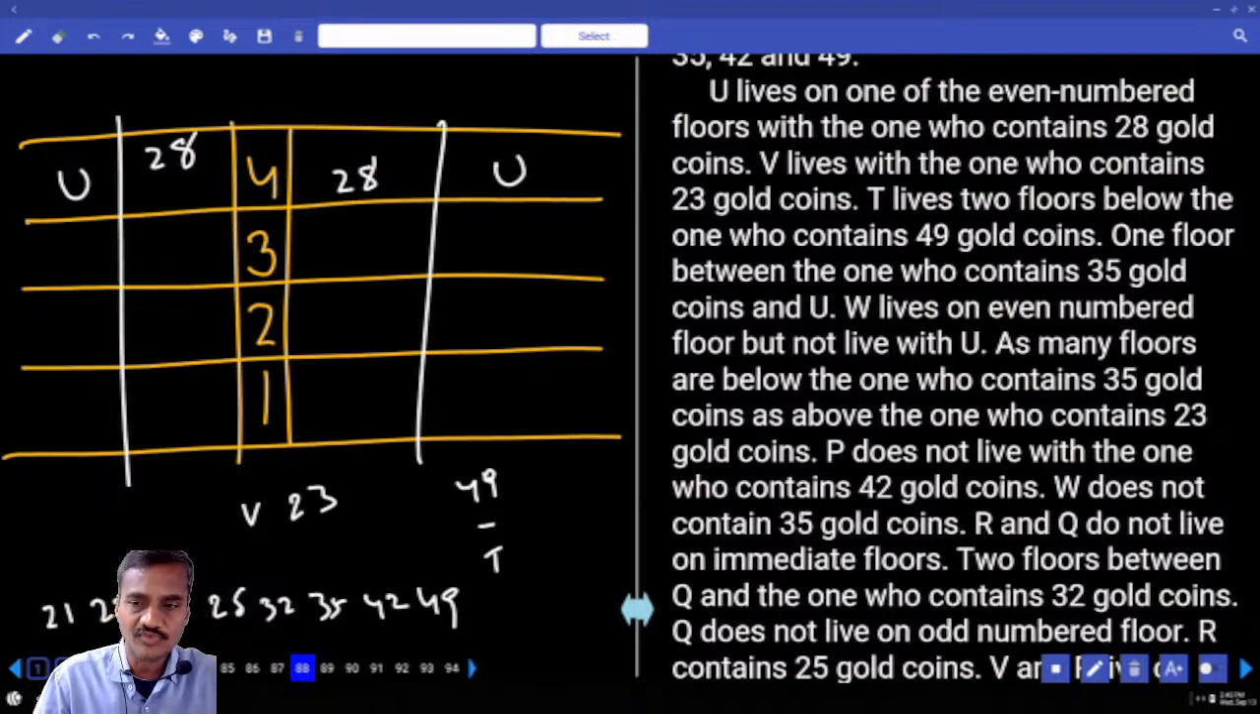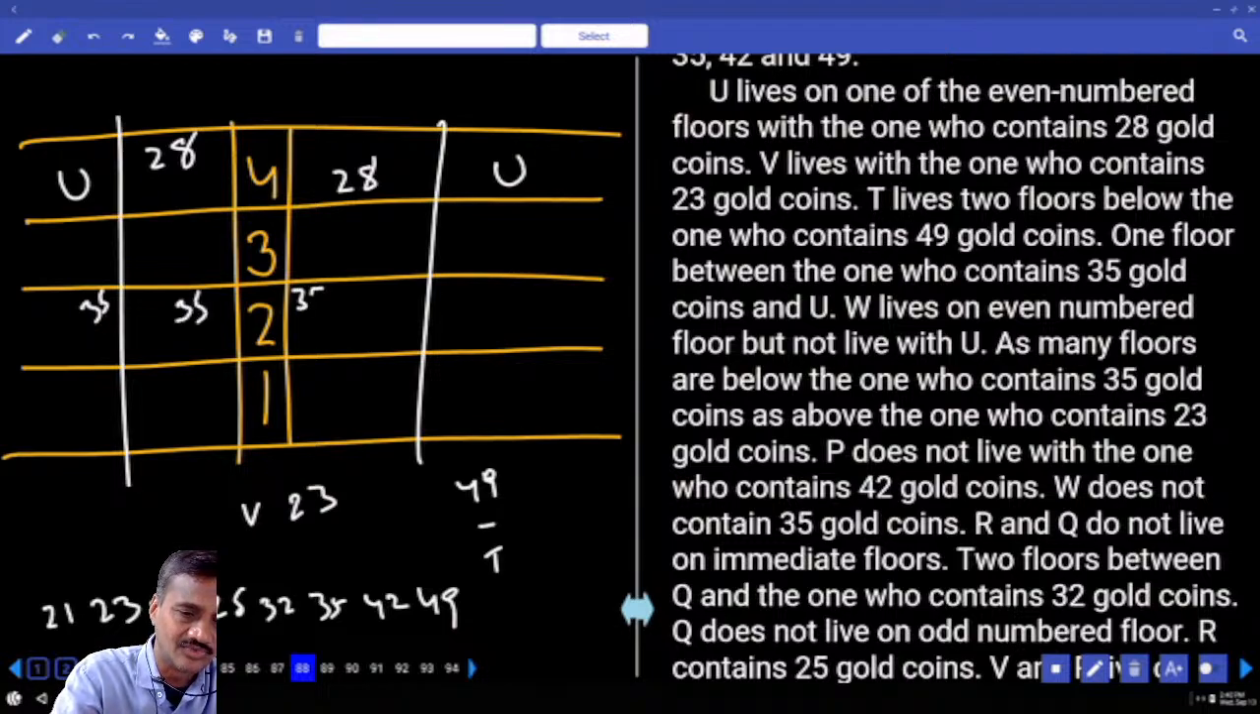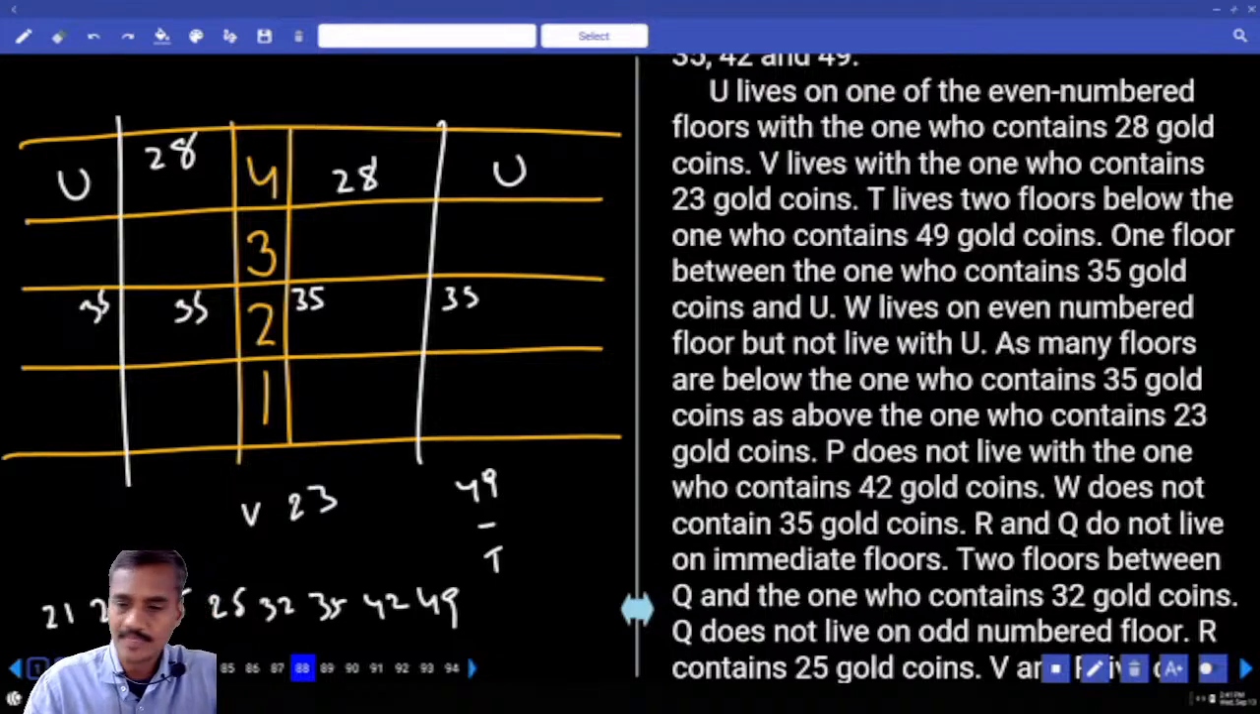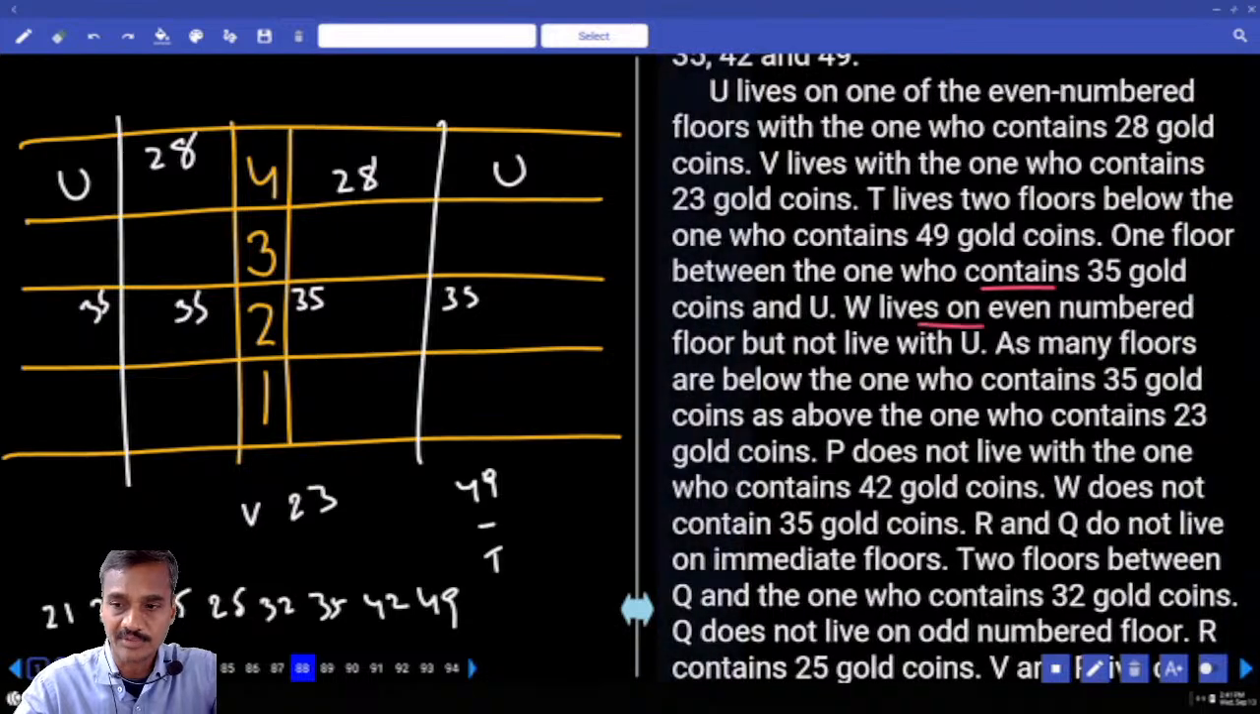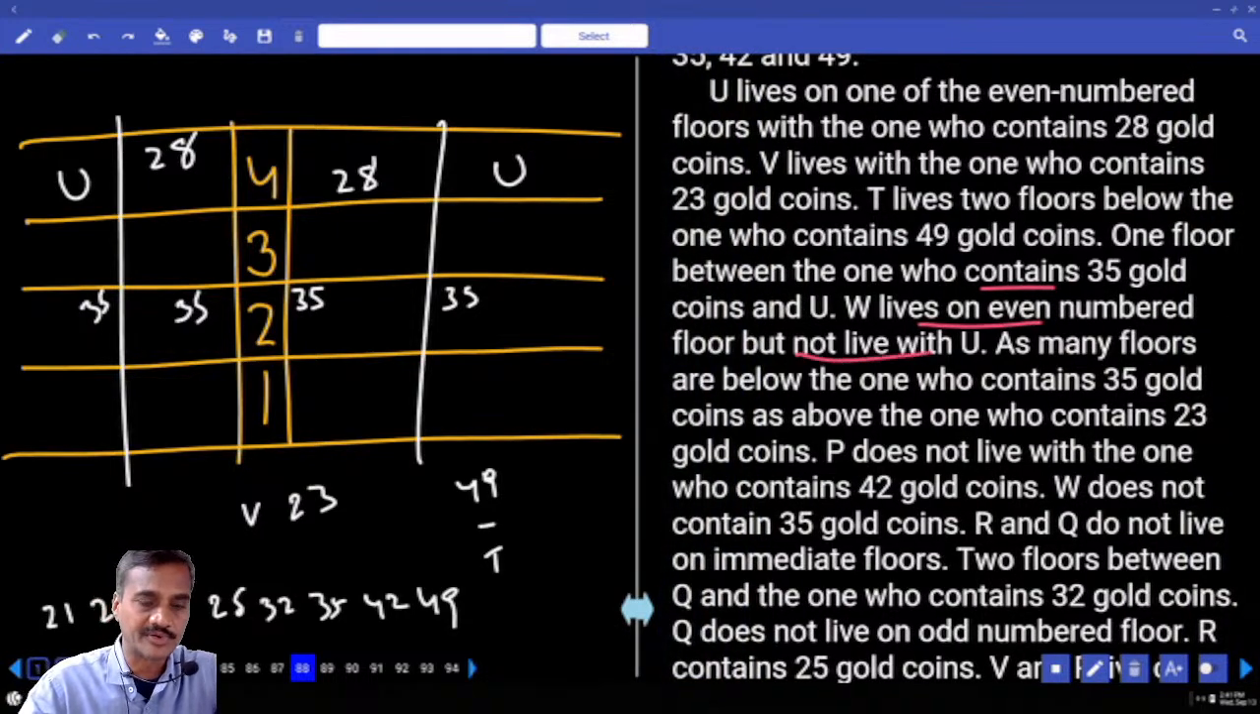And 1 floor between 35 and U. Now between U and 35 there must be exactly 1 floor. And this 35 can be either here or here. U and 35 must have exactly 1 floor between. W lives on an odd number floor but not with U.